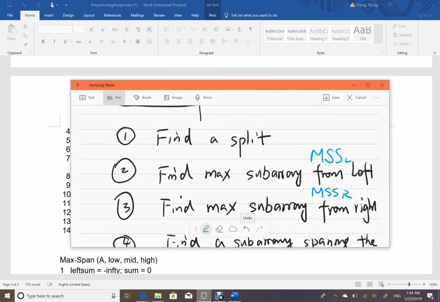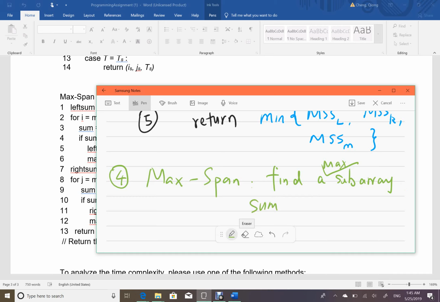Which is a maximum subarray sum across the middle, right? It corresponds to finding the maximum sum of a subarray crossing the middle. Let's just simplify that.